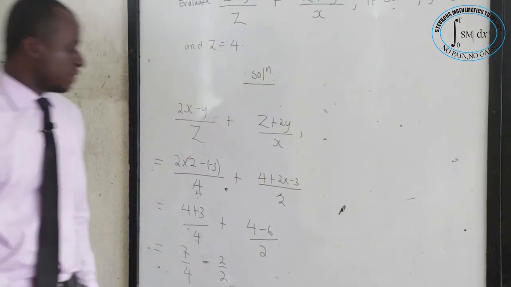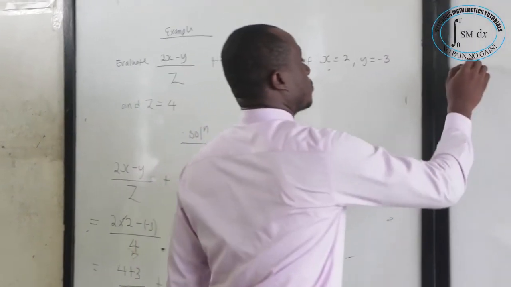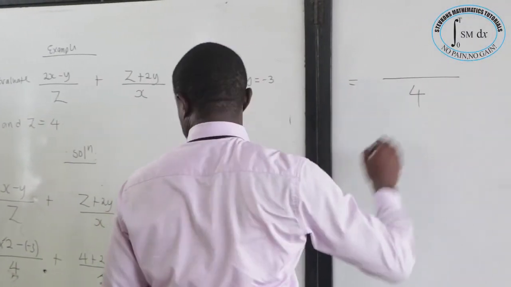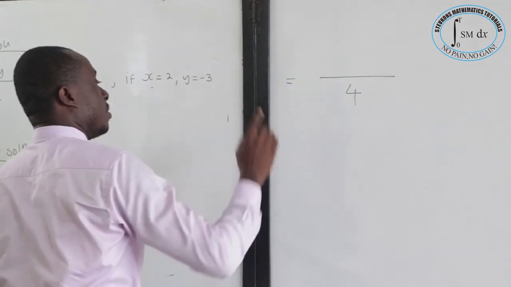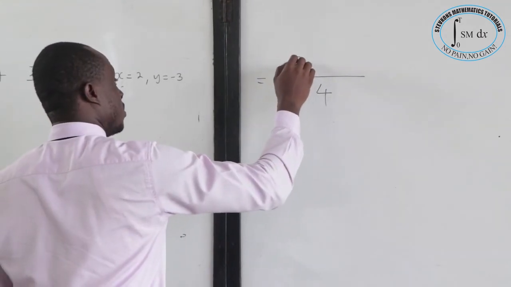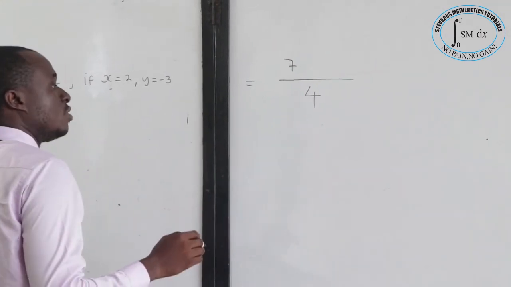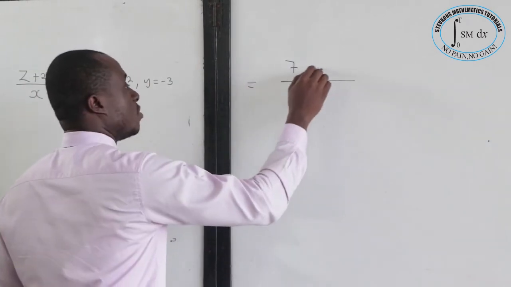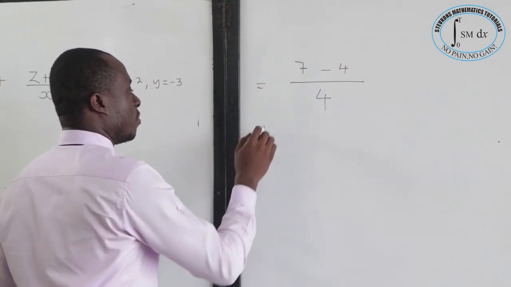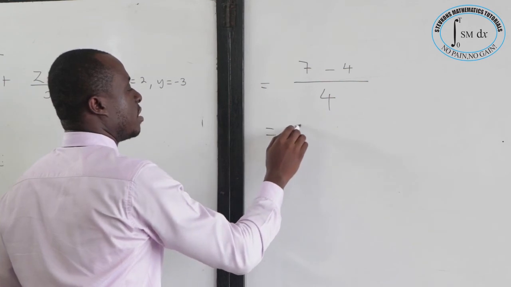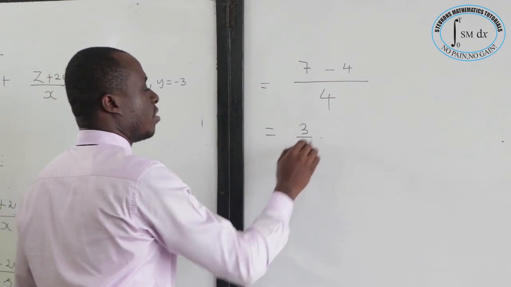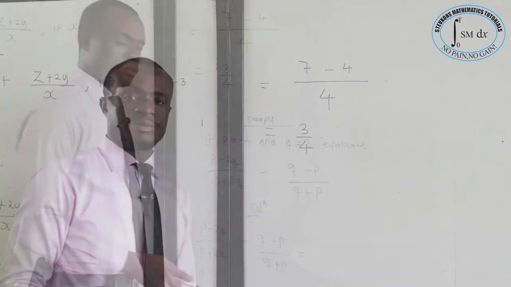So the LCM is 4. How many times is 4 going into 4? That is 1. 1 times 7, we have 7. 2 goes into 4, that is 2 times 2 times 2. We have 4. And 7 minus 4, that is we have 3 all over 4.